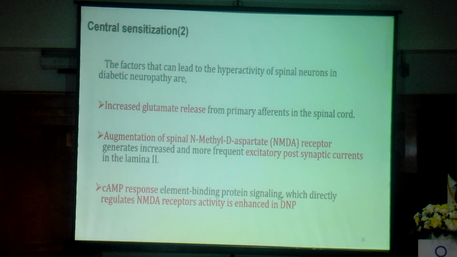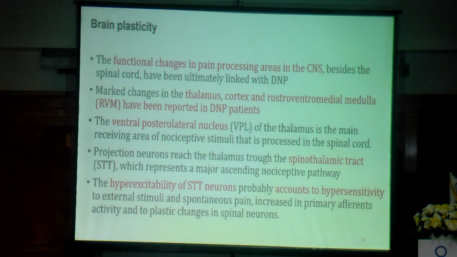the allodynia. And of course, there is also increased glutamate release and augmentation of spinal N-methyl D-aspartate receptors, which generates increased and more frequent excitatory post-synaptic currents in lamina 2. And cyclic AMP response element binding protein signaling is also responsible, which regulates the NMDA receptor activity that is enhanced in the diabetic neuropathy system.